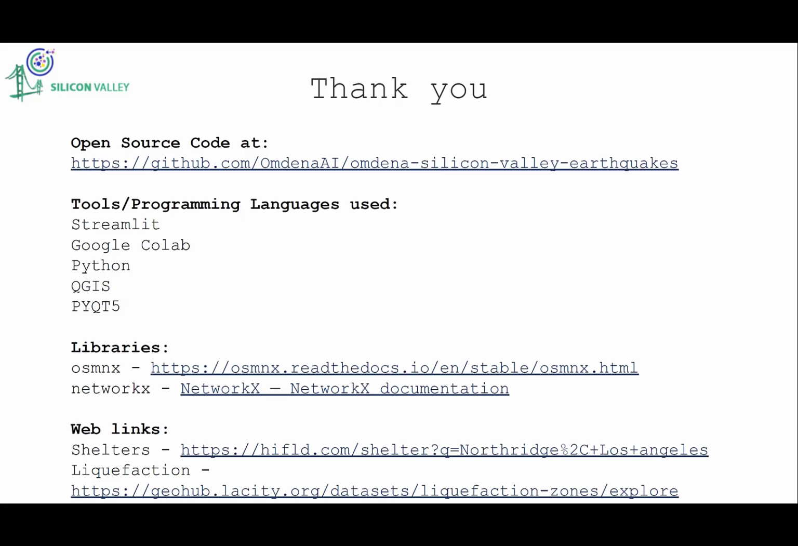And the libraries include OSMnx and NetworkX. OSMnx was used to get the data related to the region. We got all the road networks and buildings using OSMnx, and NetworkX was used to implement the pathfinding algorithms. We have also used some external data sets. We used one for the shelters and another one for the soil liquefaction.